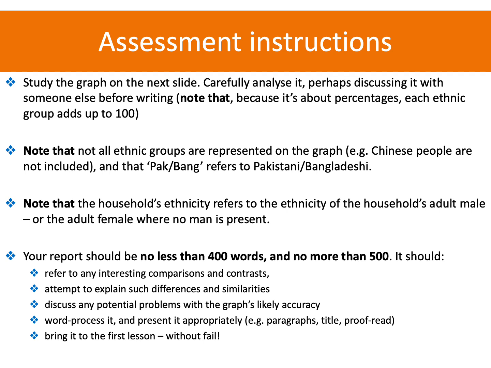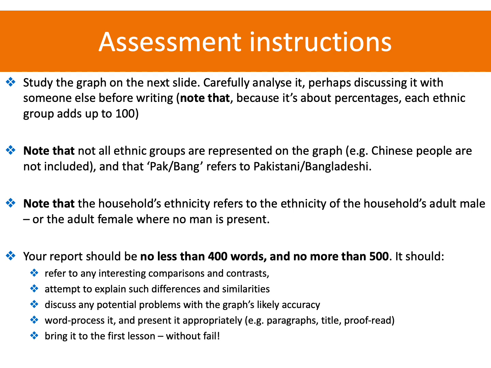You also need to note that the household ethnicity refers to that of the household's adult male, or if there's not a male in the household, it'll be the adult female. The report needs to be no less than 400 words and no more than 500 words. So you may need to add to it, or you may need to edit it. Hopefully your first draft will be longer, and then you can edit it down.